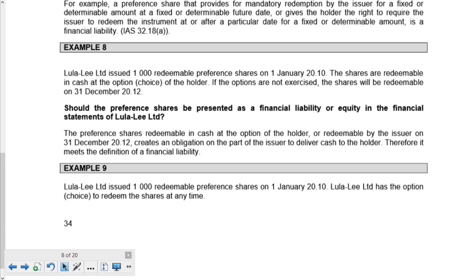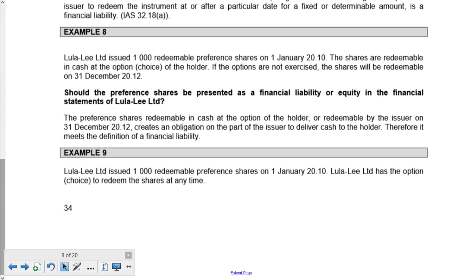This preference share is going to be redeemed. The preference shareholder has the option to redeem this share, to put it down and say, can I have my money? If he doesn't exercise that option, then on the 31st of December, it will automatically redeem. So the company doesn't have the option to avoid paying cash. It will have to pay cash. And so therefore, the preference shares are a financial liability.